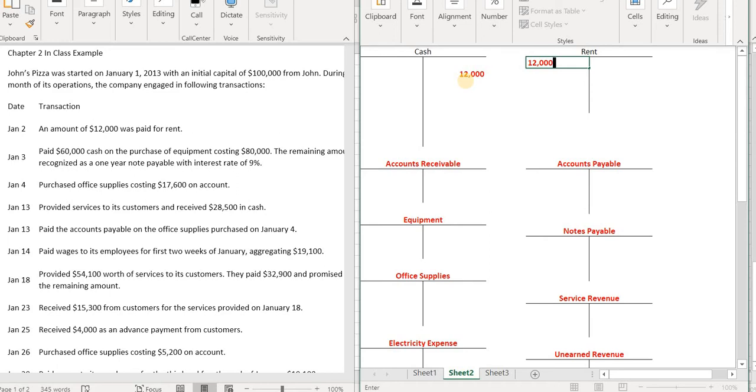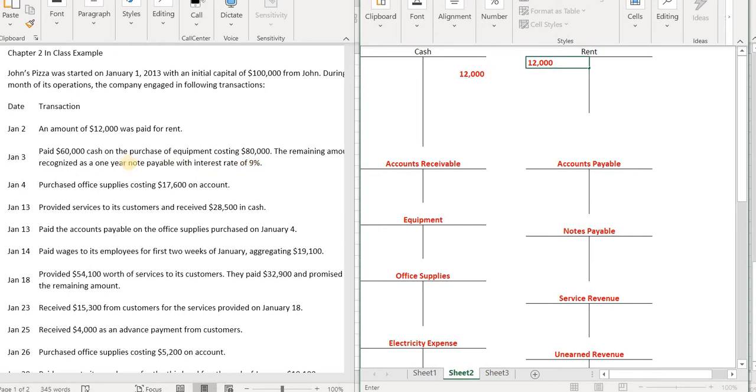Now, I'm going to pause after we look at each of these to give you a chance to fill them in before I show you the answer, now that we're getting ready to move on. So let's look at January 3rd. Paid $60,000 cash on the purchase of equipment costing $80,000. The remaining amount was recognized as a one-year note payable with an interest rate of 9%.